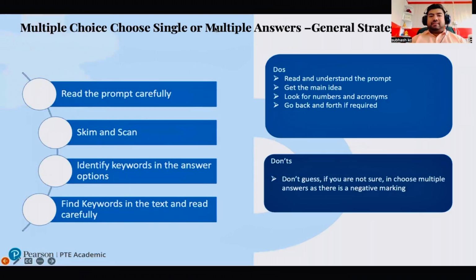Multiple choice, choose single or multiple answers. For that, you need to have these kinds of skills: skimming and scanning, reading the text promptly and carefully, identifying keywords in the answer options, and finding the keywords in the text and reading it carefully. Look at the do's and don'ts also. In multiple choice, there's negative marking. So don't just simply guess and write the answer. Choose the answer.